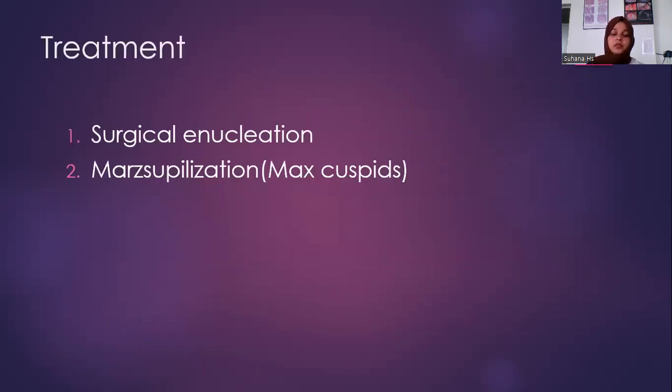The treatment options for dentigerous cyst are surgical enucleation and marsupialization. All single unilocular lesions can be surgically enucleated, and for bigger lesions we can go for marsupialization. These are the treatment options. Thank you.